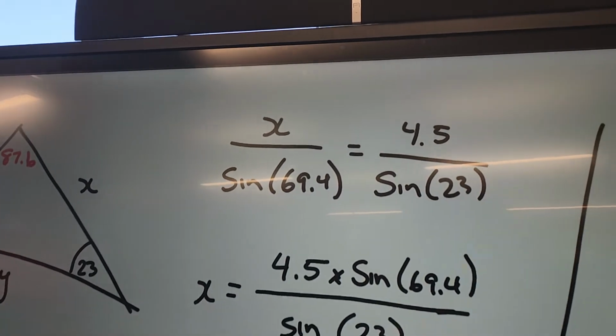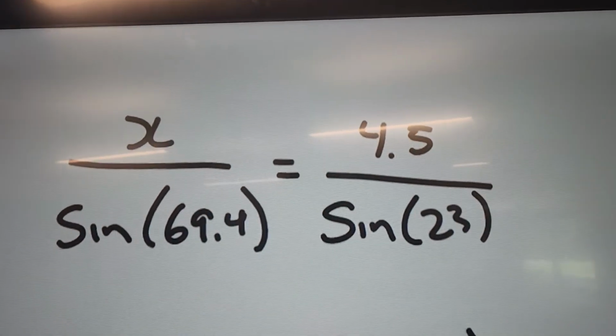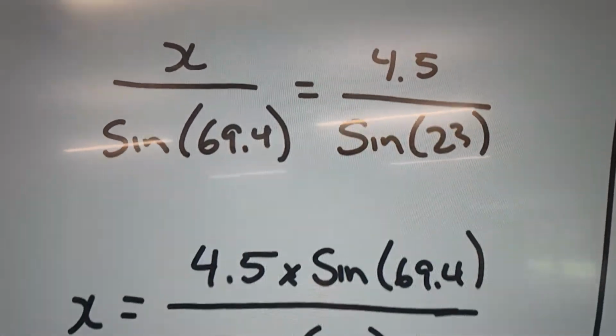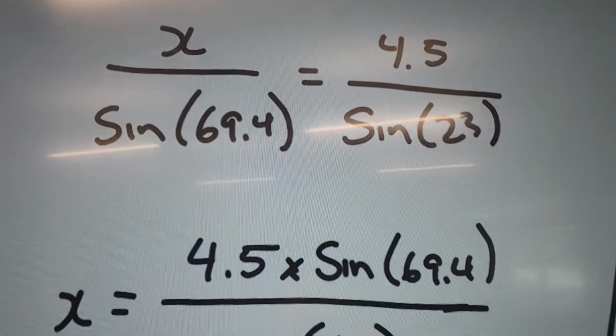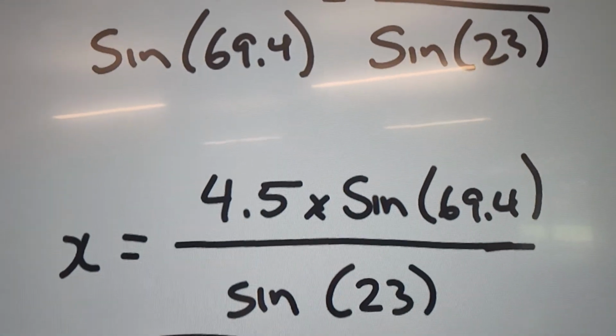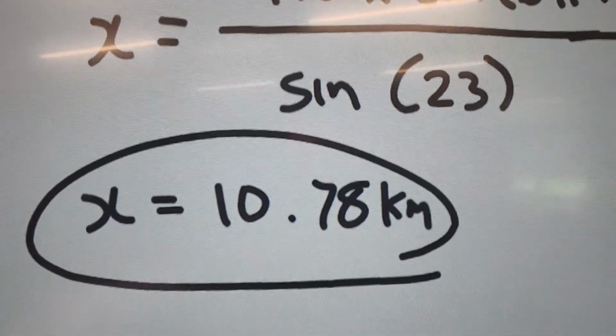X over the sine of 69.4 was 4.5 over the sine of 23 degrees. We get the x by itself by undoing this division. 4.5 times the sine of 69.4 over the sine of 23 tells us the x was 10.78 kilometers.